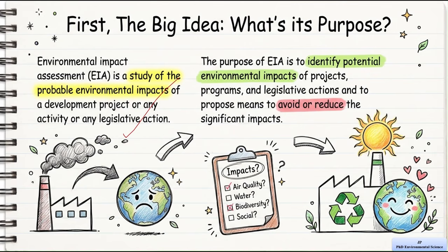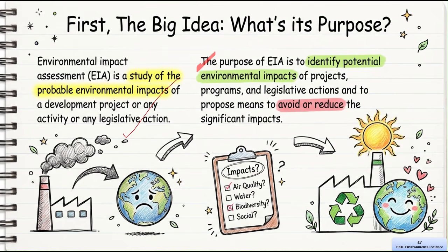So what is the main purpose of EIA? It has two main purposes. First is identify impacts. EIA helps to identify potential environmental impacts. It helps us find out what problems can happen, where they can happen, how serious they can be. This applies to projects, programs, government actions.